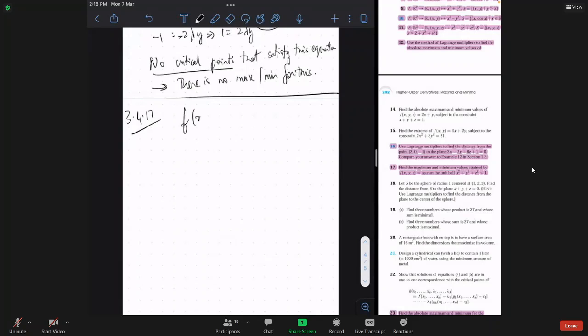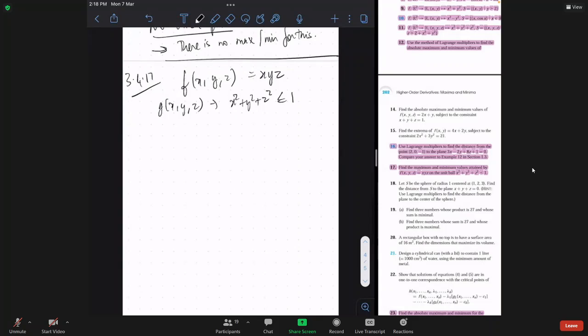So let's see what's given. I have my f of x comma y comma z equal to xyz, and then I have my g of x comma y comma z as x square plus y square plus z square less than or equal to 1. So I've been given these two, and they're asking what the maximum and minimum values are. I can break down this condition into two parts. Case one is where x square plus y square plus z square is less than 1, which is inside the sphere if you think about it geometrically.